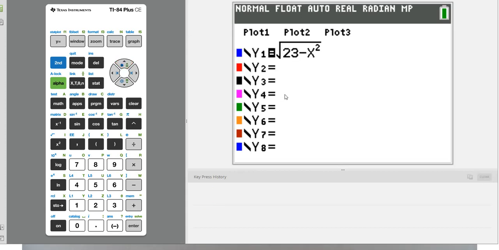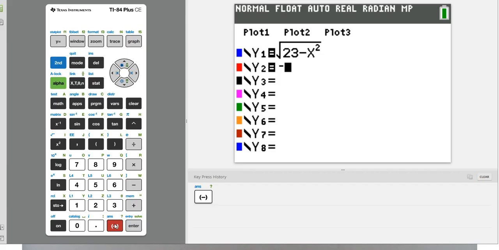Now you could type in negative square root of 23 minus x squared and you'd be fine. Nothing wrong with that at all. But here's the little trick. Let's put in the negative, and then I want the negative of y1. And I'm going to show you where to find y1 in your calculator.